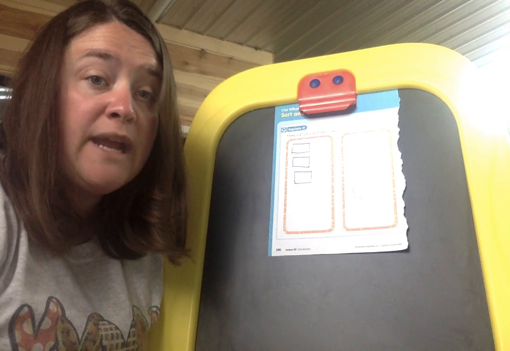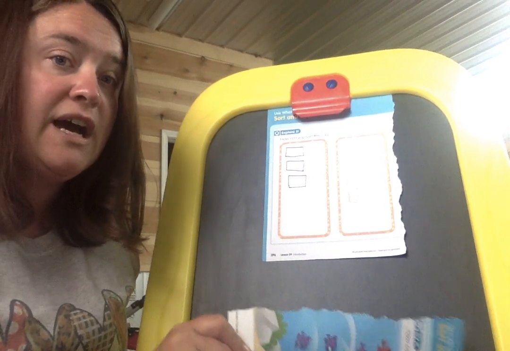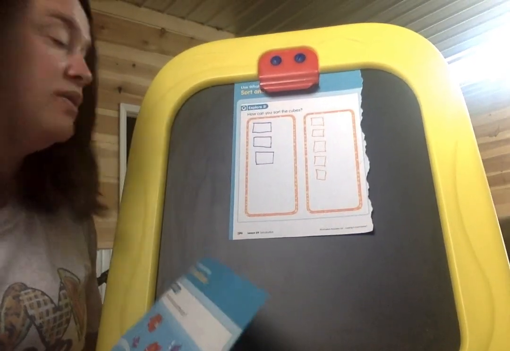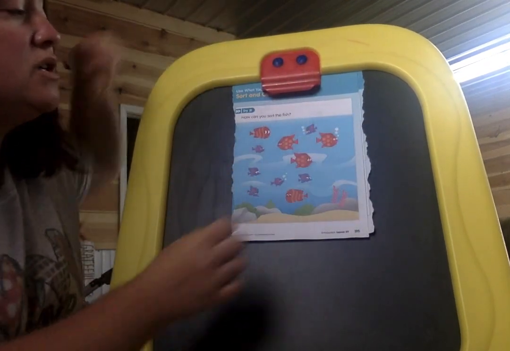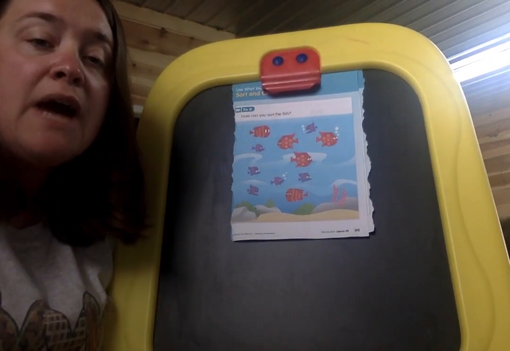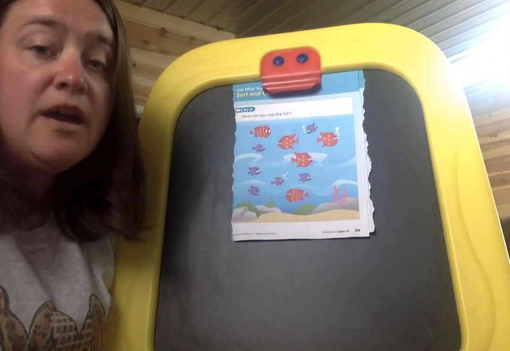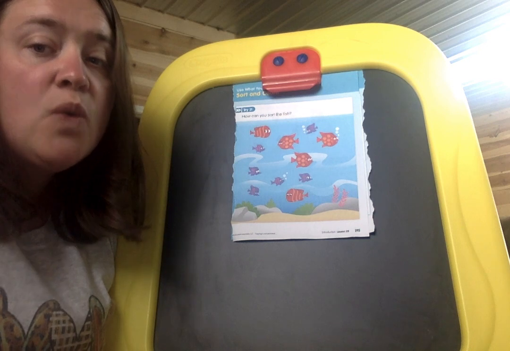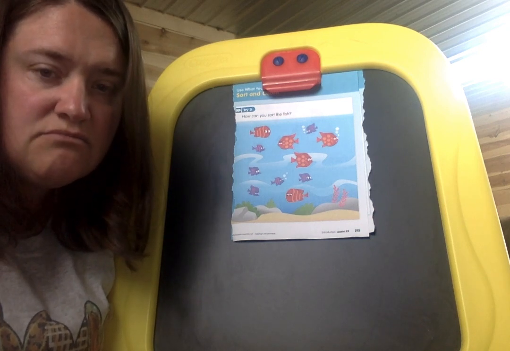So now we will be ready to turn to page 195 in your math instruction book, and we will continue to sort objects. I want you to look at this picture of the fish on page 195. What are some different ways that we could sort these fish?